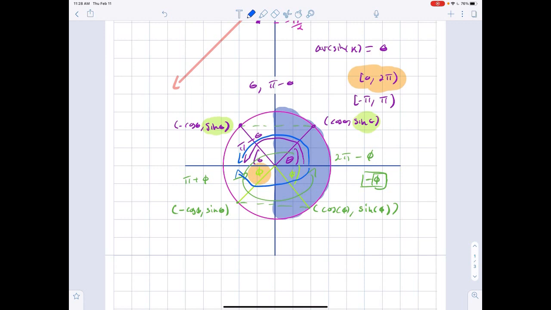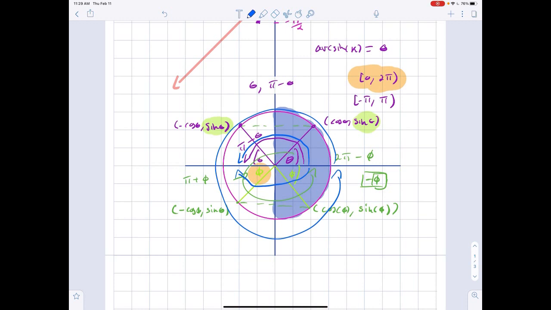Instead of the 0 to 2 pi, that was going all the way around the circle, and that gives me all of the points, and of course I leave out one of the endpoints so that I don't get it twice. The interval negative pi to pi is saying you can go forward by pi or back by pi, and that will give you all of the points as well exactly once. If you leave out one of the endpoints, it doesn't really matter which.